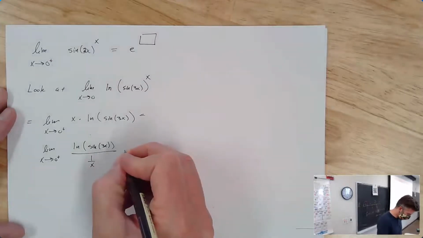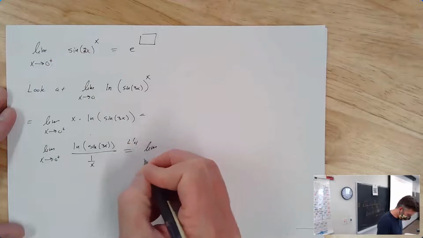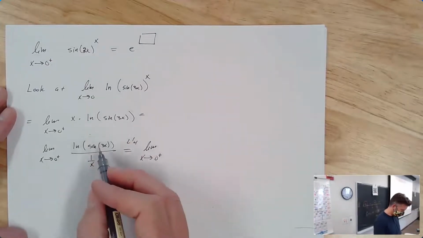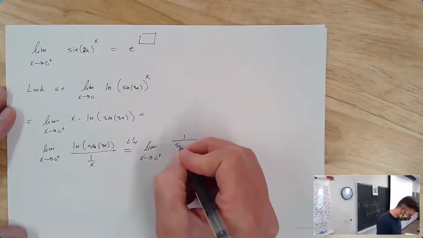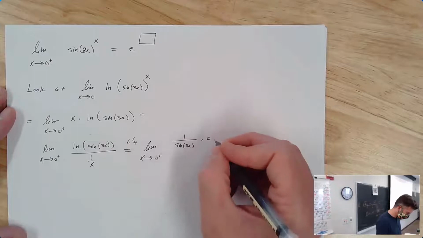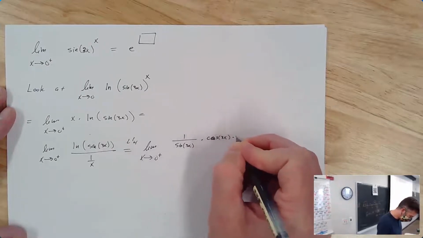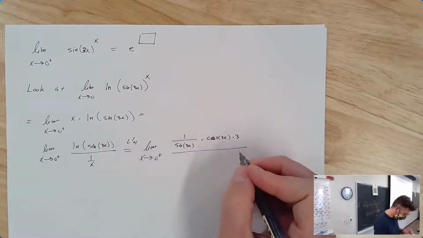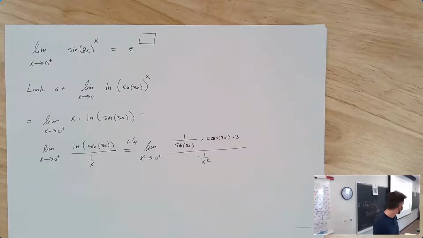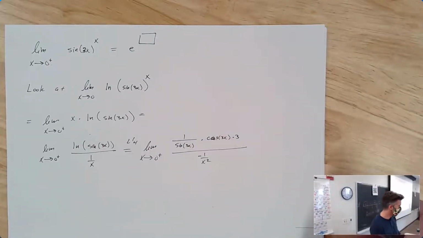I should be using L'Hopital's rule here. So let's see, we're going to get the limit as x goes to 0 from the right. The derivative of the natural log of some stuff is 1 over the stuff times the derivative of the stuff, and the derivative of sine of 3x is cosine of 3x times 3, all over negative 1 over x squared. That's kind of gnarly.